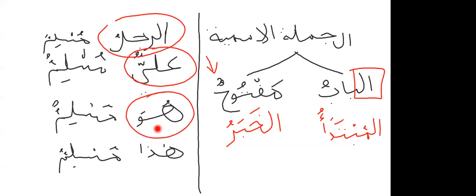Huwa definite? Yes, huwa is definite. What tells you that huwa is definite? Huwa is a pronoun, and all pronouns are definite. You can write that down. Is hada definite? Yes, hada is definite because it's a demonstrative pronoun, and all demonstrative pronouns are definite. Is this clear?